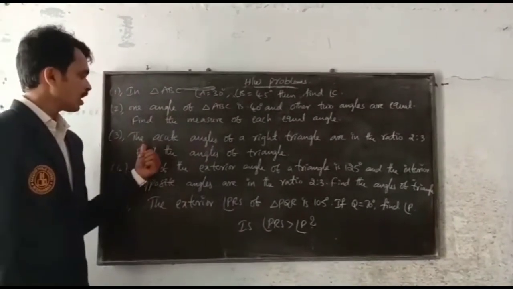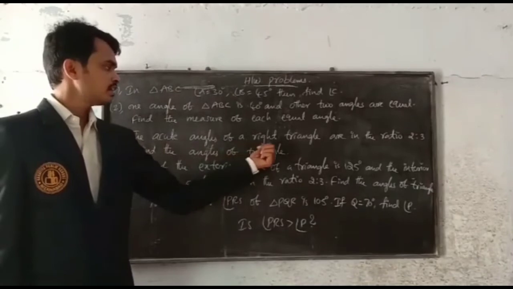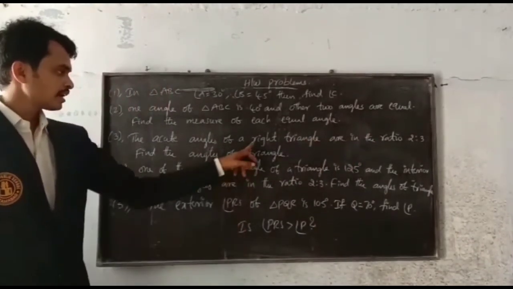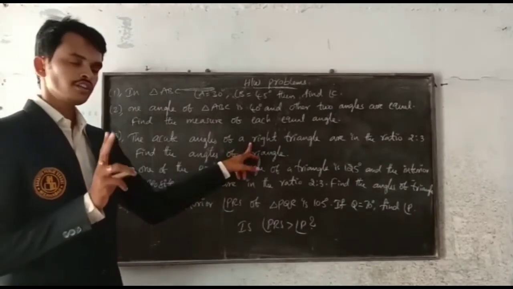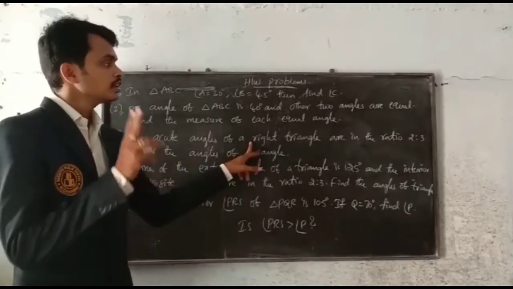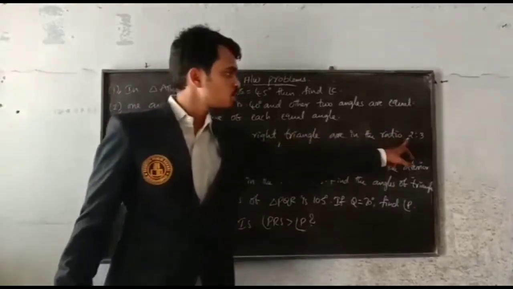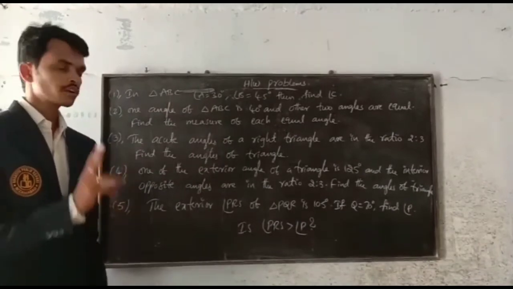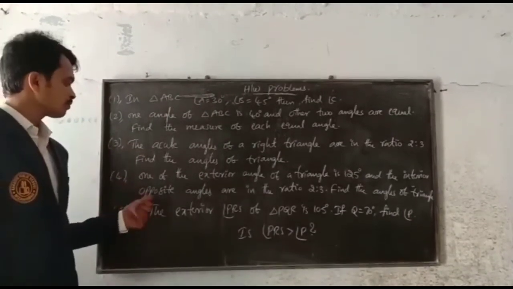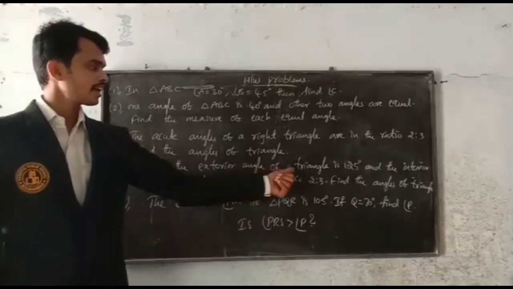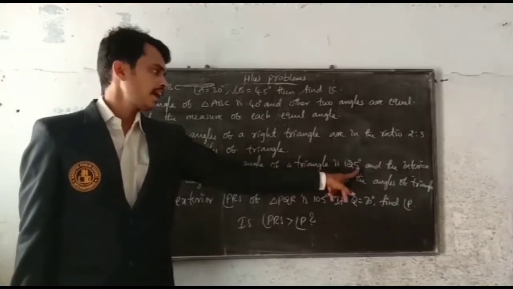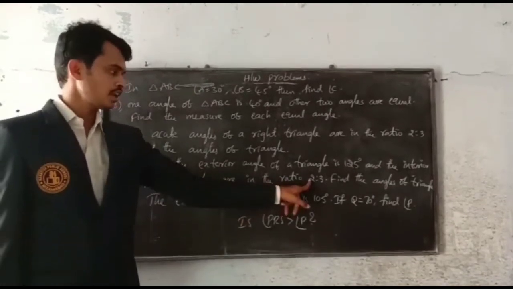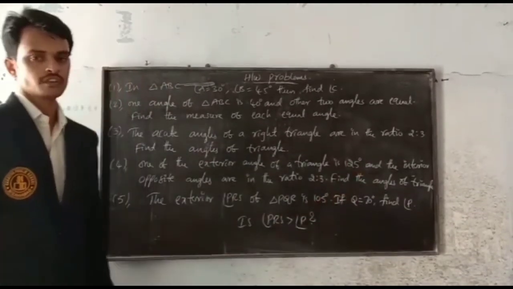Third one: the acute angles of a right triangle are in the ratio 2:3. In a right triangle, one angle is 90 degrees, and the remaining two angles are acute angles. That acute angles ratio is 2:3. Then find the angles of the triangle. Now the fourth one: one of the exterior angles of a triangle is 125 degrees, and the interior opposite angles are in the ratio 2:3. Then we have to find the angles of the triangle.